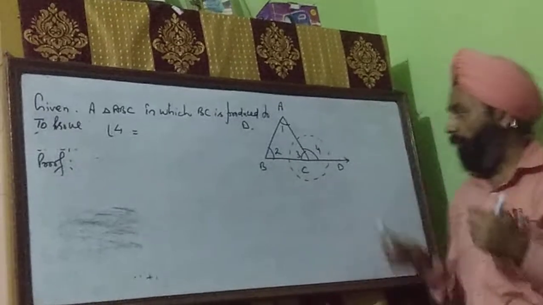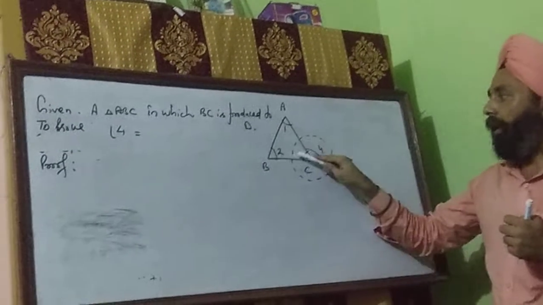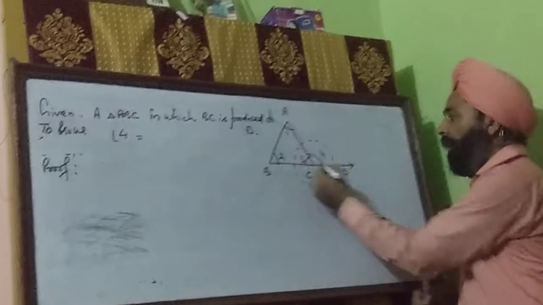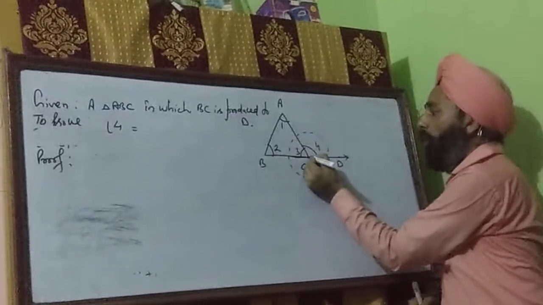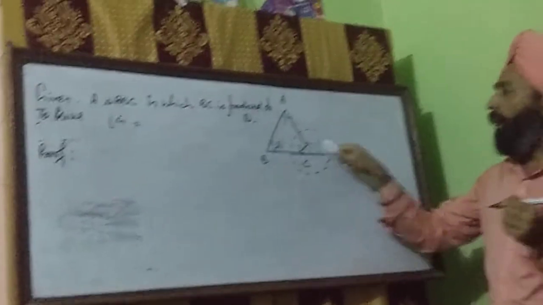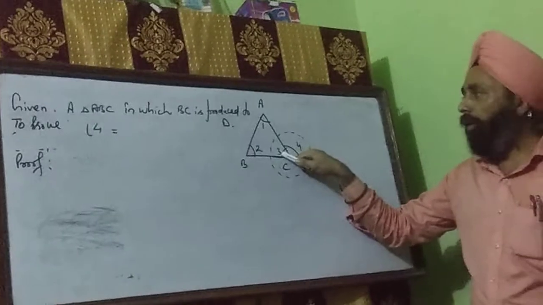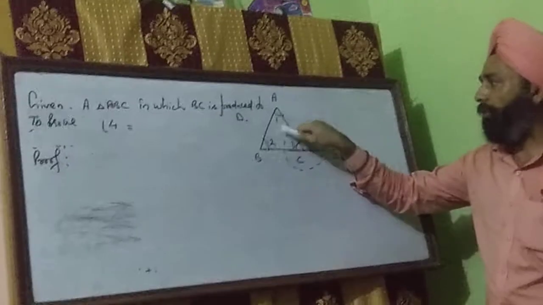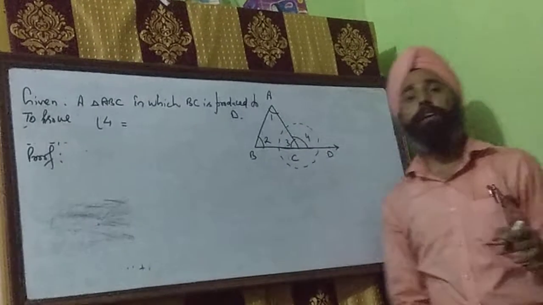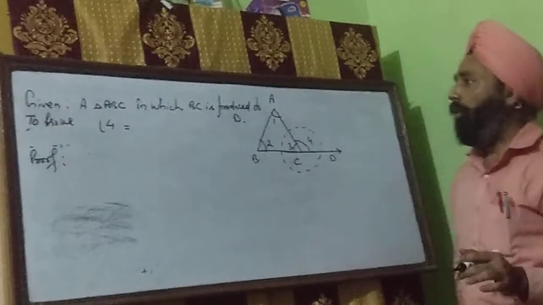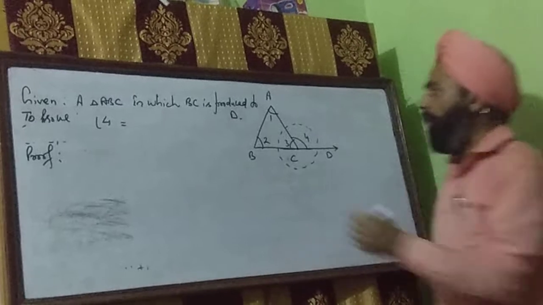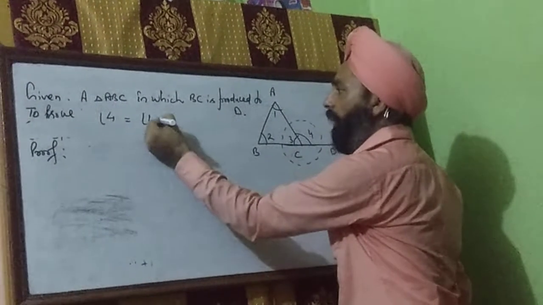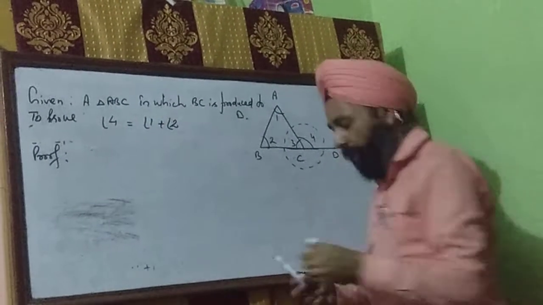Let me clarify once again. Angle 4 and angle 3, these are on the same straight line with the common point. This one is the common point. So angle 3 will not come in interior opposite angles. The two angles left after angle 3, these are interior opposite angles of the triangle. So according to the theorem, angle 4 equals angle 1 plus angle 2. This one is the result we need to prove here.